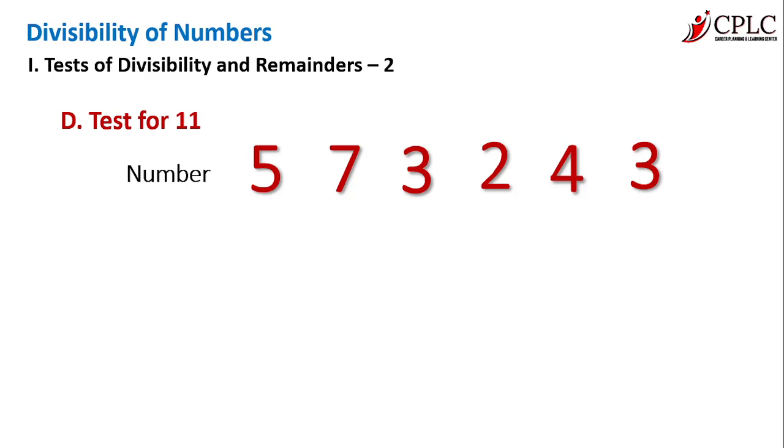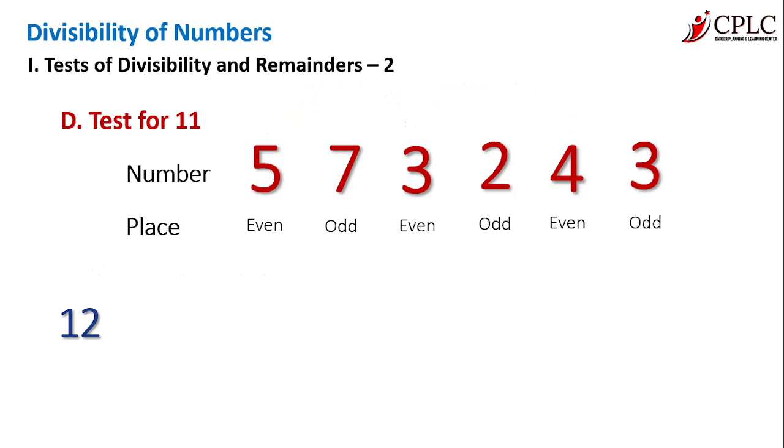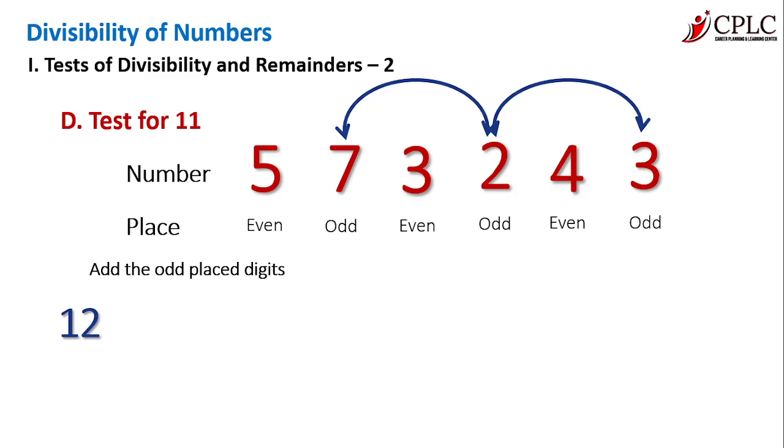Again, probably sounds complicated, but it is not really. Let's add the alternate digits. When we do that, you will get two sets of sums. The first set is 5, 3, and 4 alternate digits. 5, 3, and 4 is 8 plus 4, that is 12, for example. And the other alternate set is 7, 2, and 3. So 7, 2, and 3 is also 9 plus 3, that is 12, for example.